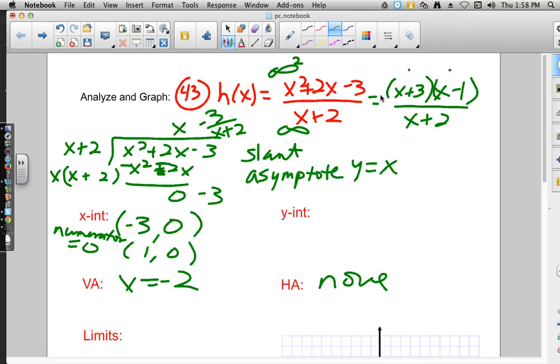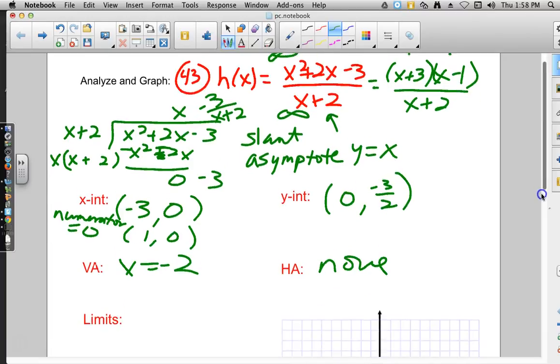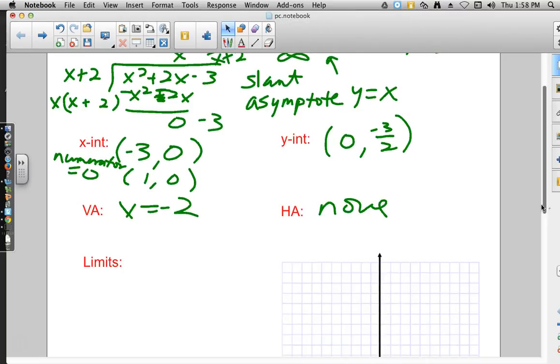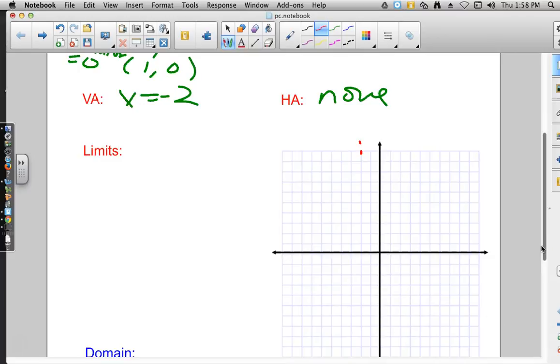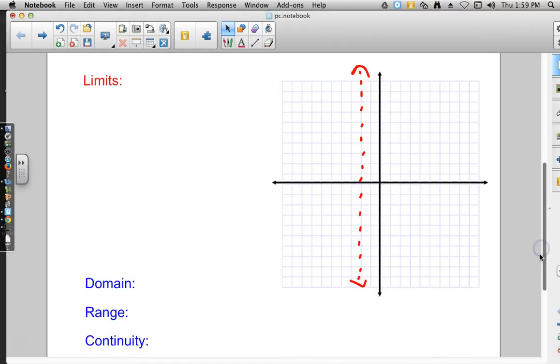Y-intercepts come from 0 and then something. So we're going to go back to the original, and we're going to go ahead and put 0 in there and see what happens, and we would get -3/2 for that one. So we've got a lot of information already, and what we want to do is sketch what we have. So let's put on the vertical asymptote at x equals -2. And we have that slant asymptote, 1, 1, 2, 2, 3, 3, 4, 4, -1, -1, -2, -2, etc.